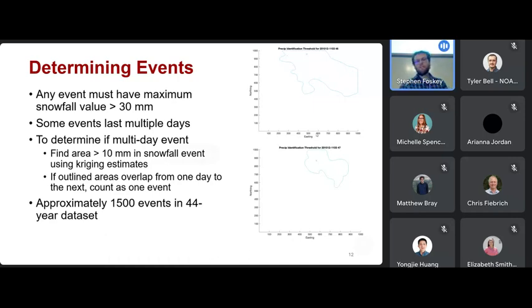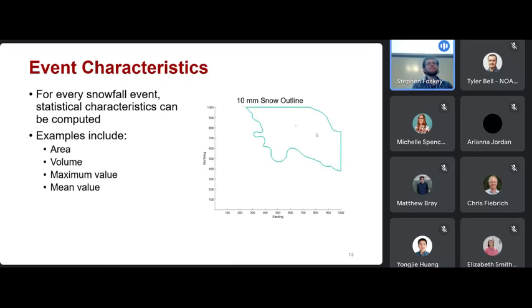And so for a little bit more about this, for every event, we compute some statistical characteristics of them. And these can include the area. So this is a 10 millimeter outline of the December 16th to 17th snowfall event. And then there's the volume. So that's basically the area times the average value of snowfall across the region. And that's important for hydrological purposes because that's basically how much water is being deposited over the region. And there's the maximum value and the mean value.